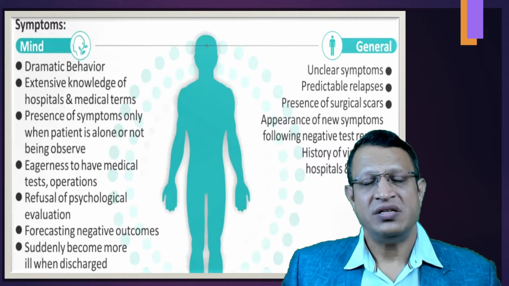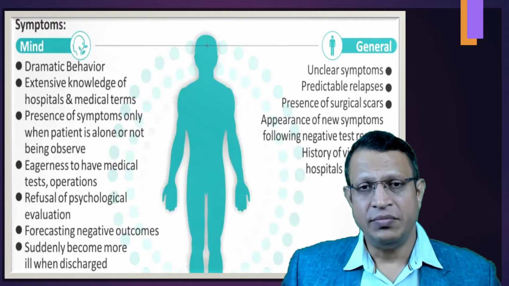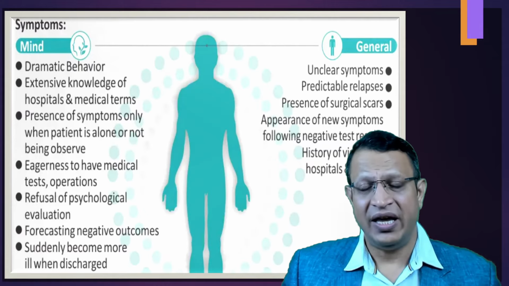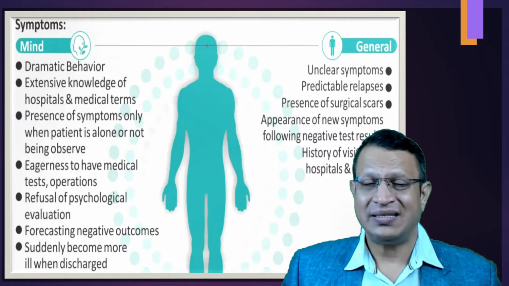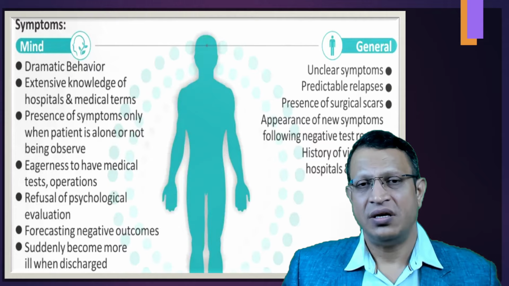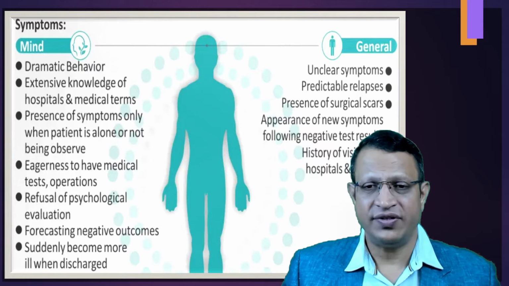Many a time, symptoms are not clear. The symptoms move from one system to another. The patient may have a cough, and suddenly may start telling of musculoskeletal pain in the leg, or else abdominal pain or headache. Predictable relapse is well known. As soon as you start discussing discharge, they will have a relapse or worsening of symptoms.